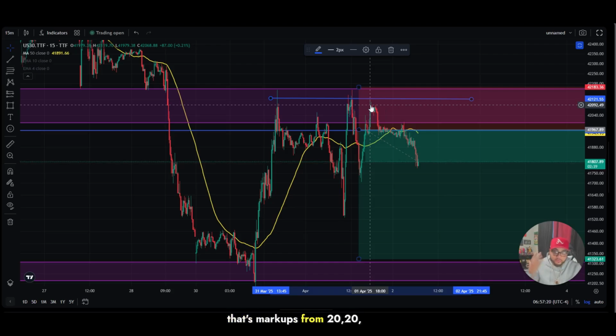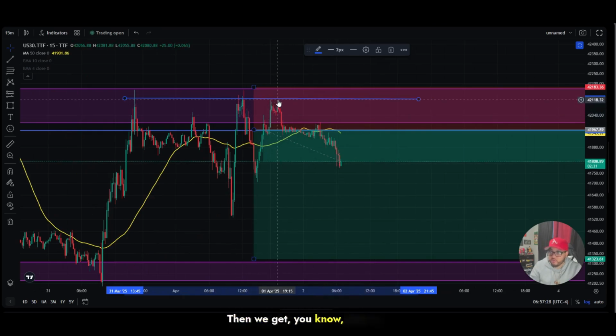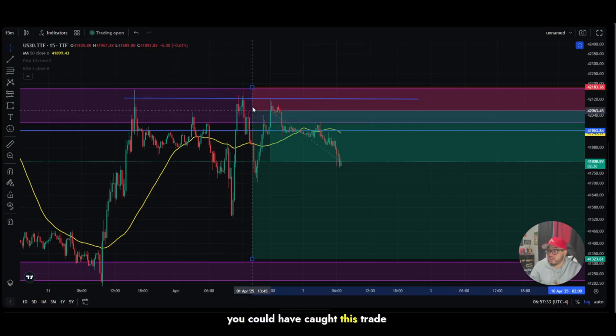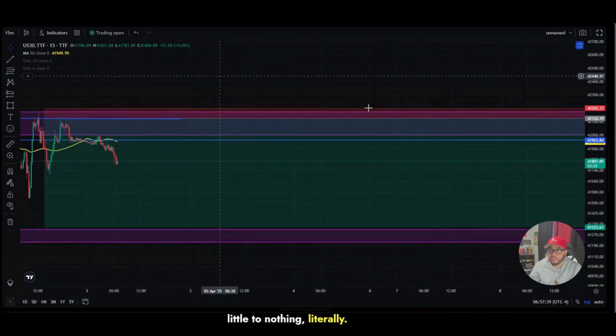Again, they're markups from 2020, 2021. Now, we got the lower high. So we know that on higher time frames, this is the lower high. Then we get some reaction. If you really caught a good trade, you could have caught this trade from up here, right? The risk is little to nothing, literally.